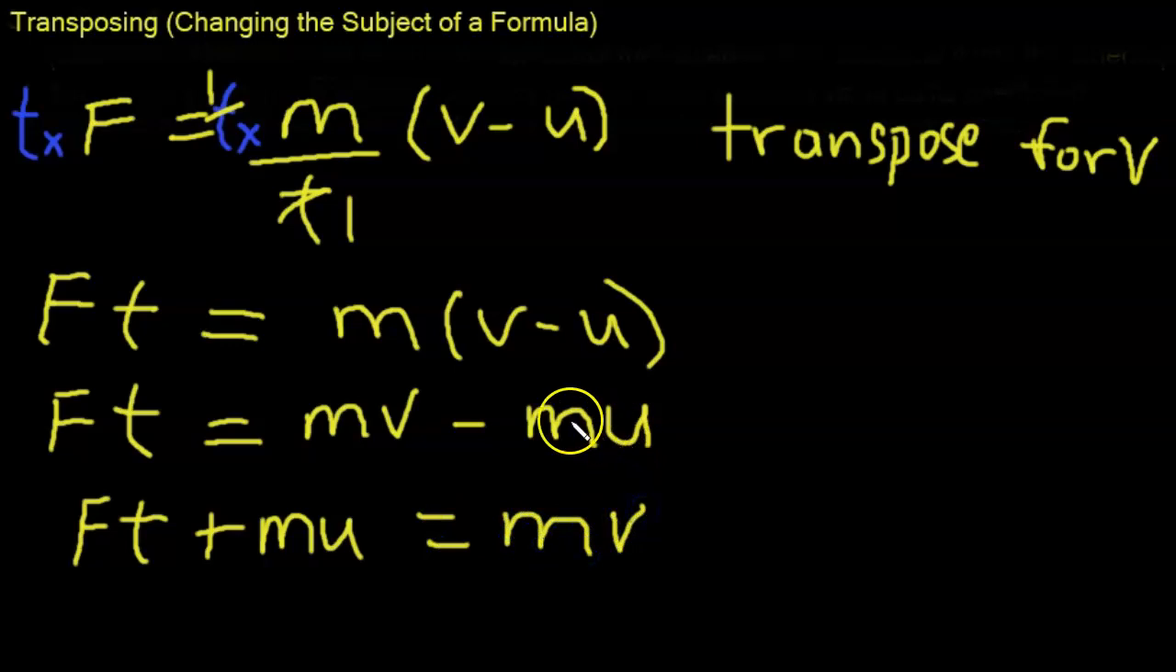Alright, so in other words, we could say we add MU to both sides. This becomes 0, and then we have MU over here. So our group, minus MU over here, plus MU. MV. Now we are asked to transpose for V. So we need to get rid of M. So we divide both sides by M.